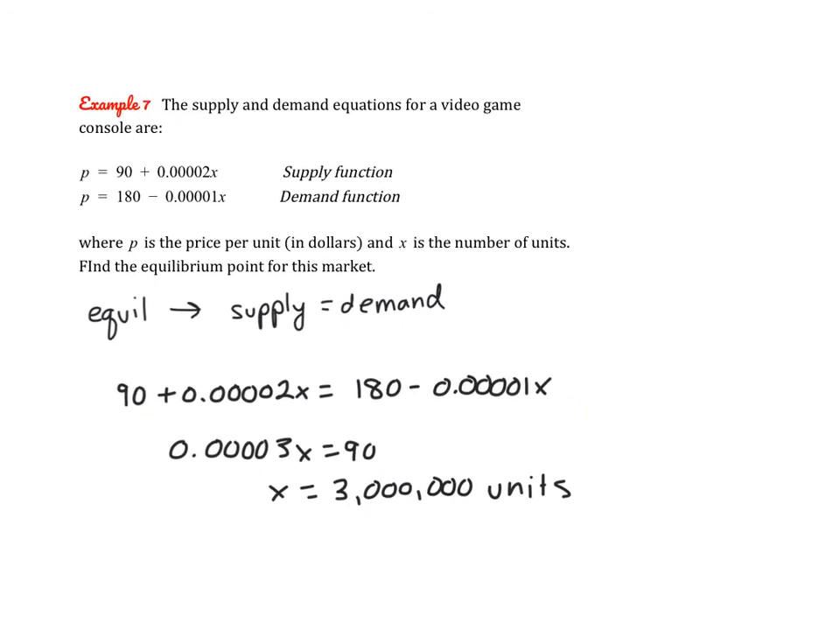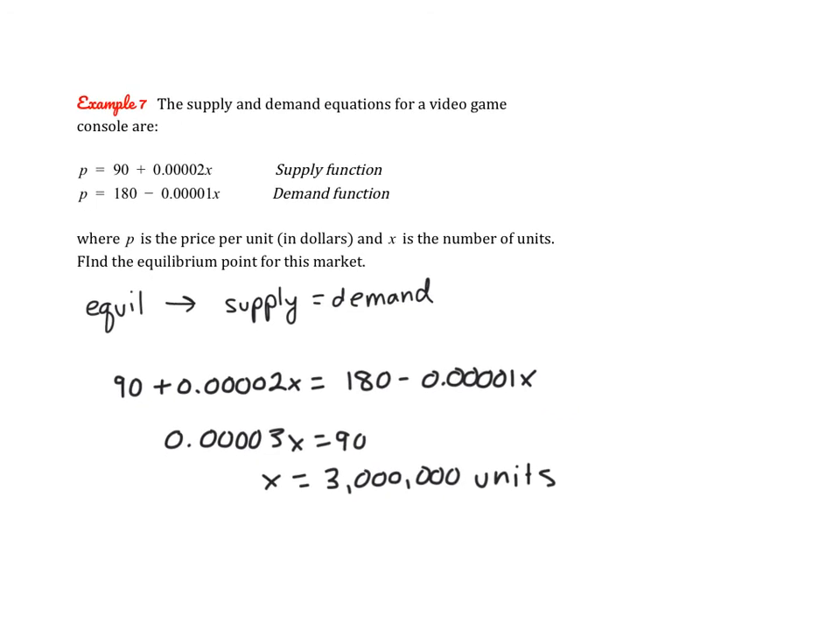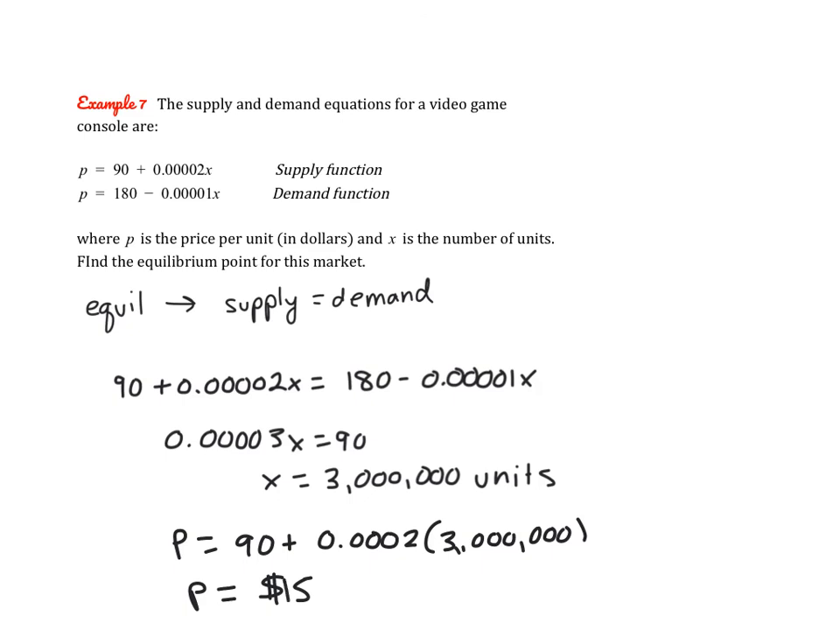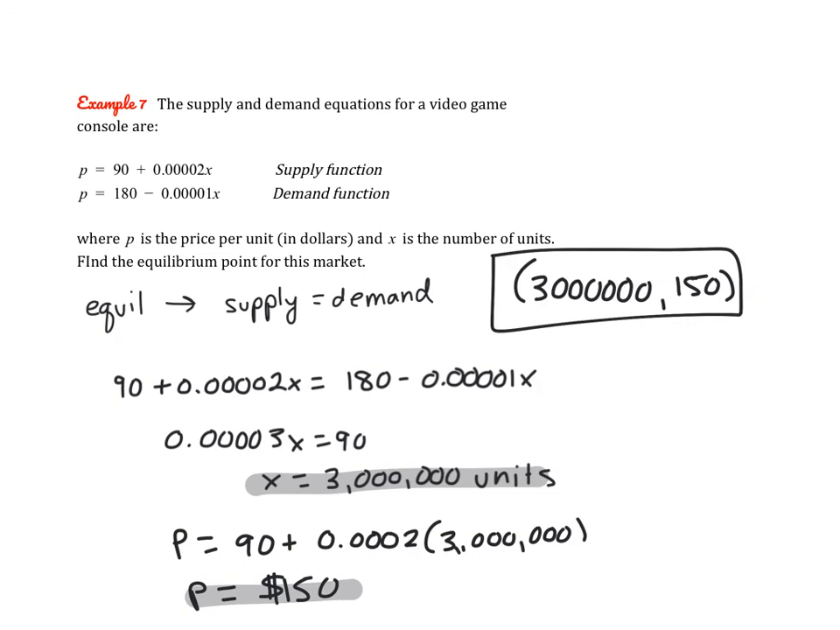Then we substitute that into either function to find our price. Our equilibrium price should come out to $150. You can either write it as a complete answer, so this is the equilibrium production and this is the equilibrium price, or you can write it as a coordinate: 3 million and then 150. All right, that is all for today. Thank you for watching.